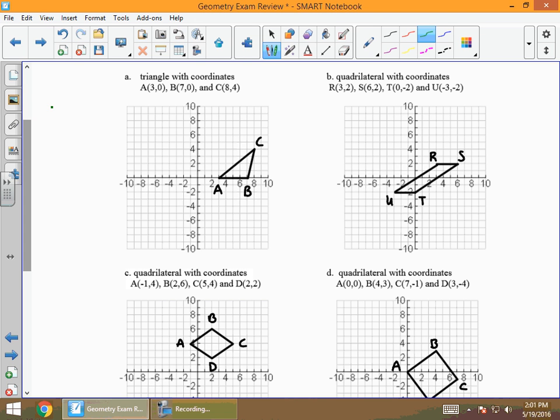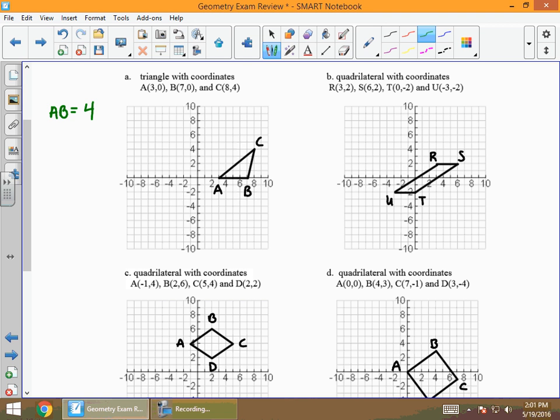The easiest one to find is the distance from A to B. Since it is along a horizontal, I can just count. It is 1, 2, 3, that is 4 units long. So AB is the easiest one because I can just count.